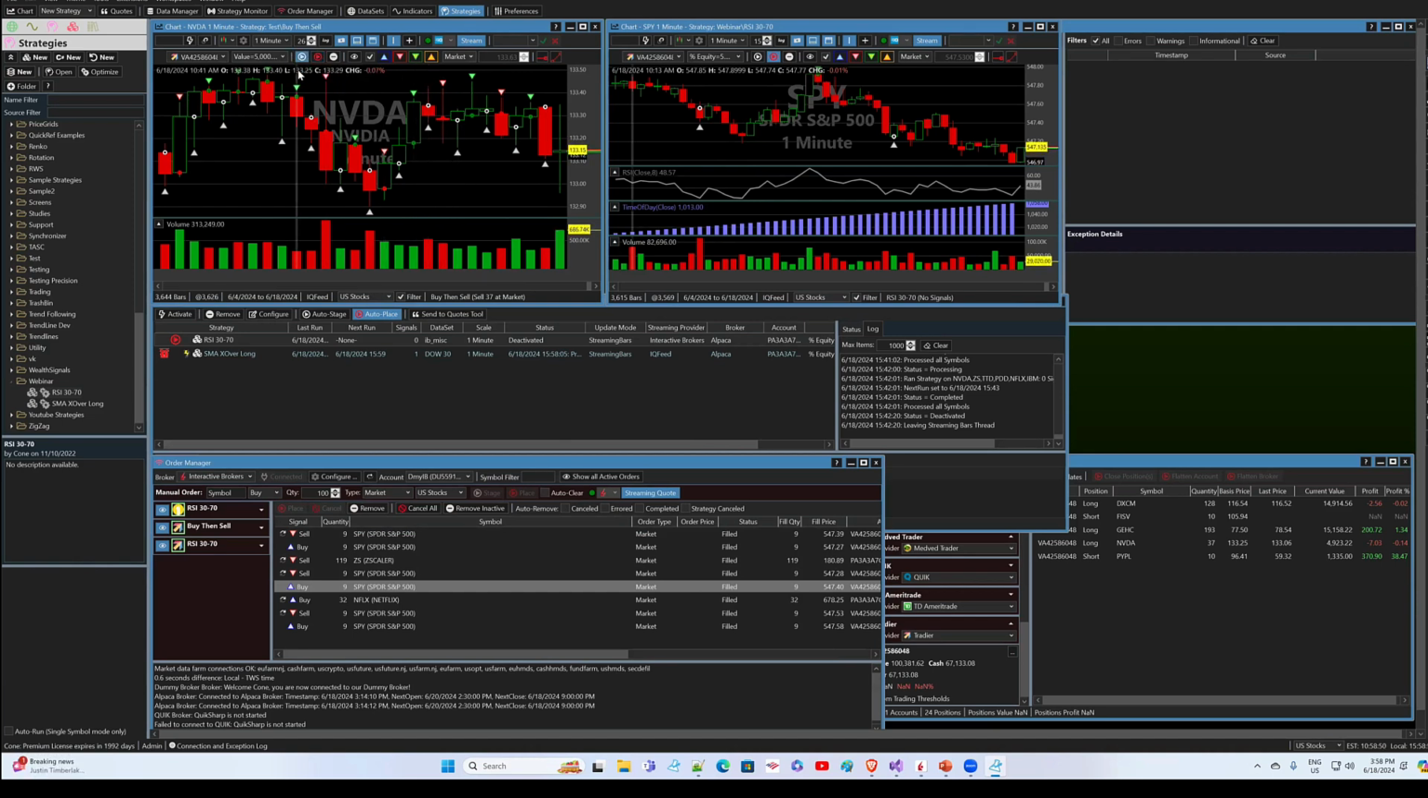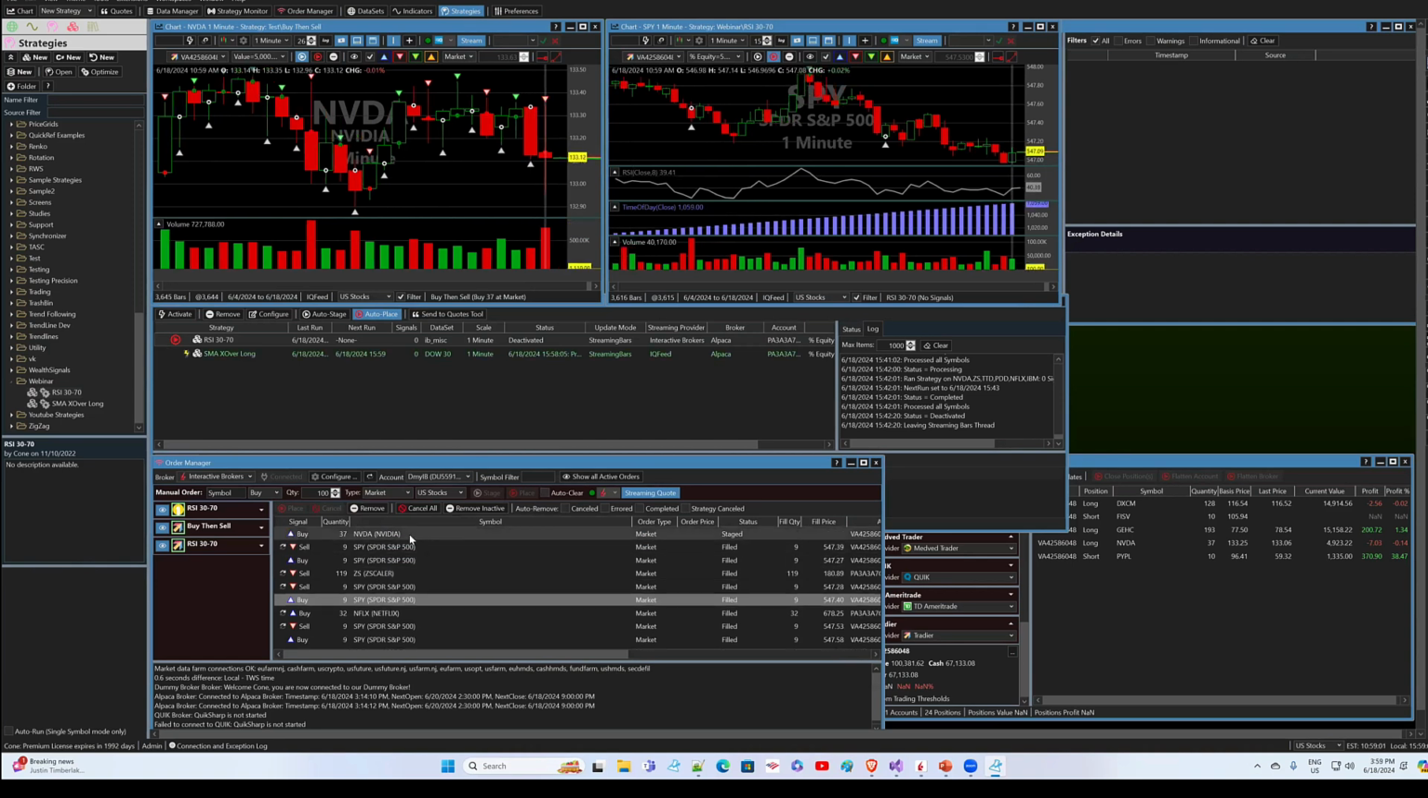Well, I'll do an auto stage. Okay, so this is going to stage an order coming up in 5 seconds. You'll see it pop up at the top down here. There it goes. The NVIDIA buy is staged. You can see the status is staged. And so that's what auto staging does.